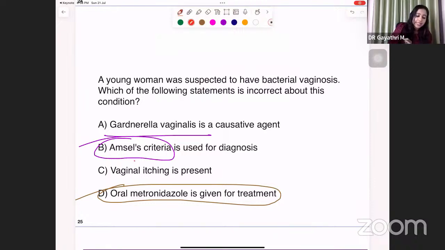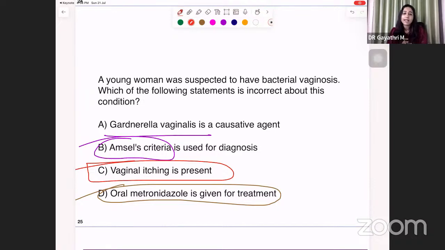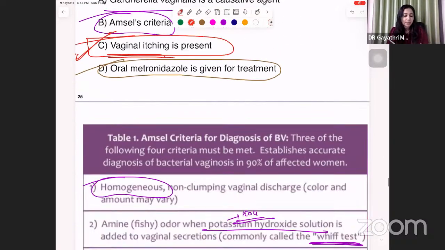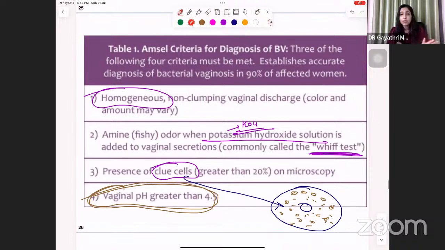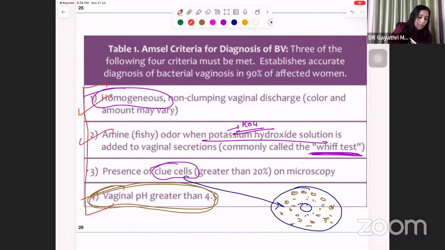What about vaginal itching? Vaginal itching is absent in case of bacterial vaginosis. Vaginal itching can be seen in case of trichomonas as well as candida infection, which are again vaginal infections, but vaginal itching is not present here, which is the correct answer. So again, Amsel criteria is very important. You have to know this criteria. Among these 4 criteria, if a woman has 3 out of these 4 criteria, I will diagnose it as bacterial vaginosis.